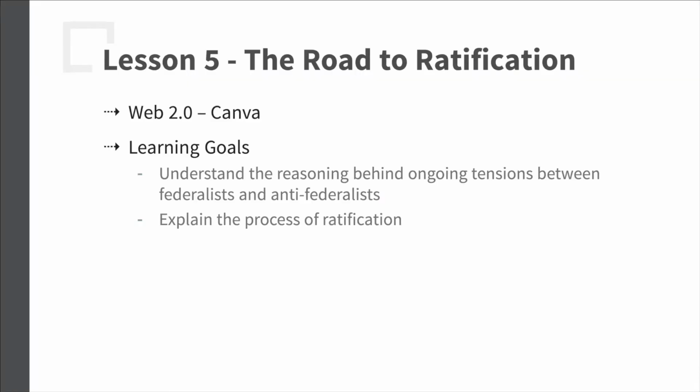So the fifth and final lesson in this unit is going to be the road to ratification. And the Web 2.0 tool we're going to be using here is good old Canva. And the learning goals are going to be to understand the reasoning behind the ongoing tensions between Federalists and Anti-Federalists and explain the process of ratification. And with that, let's get into the final Web 2.0 tool.